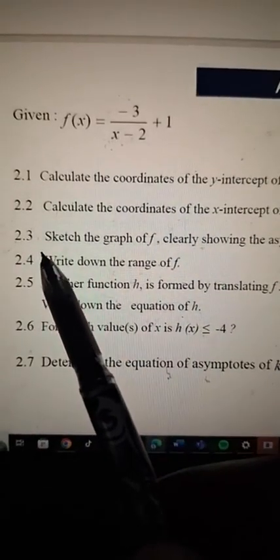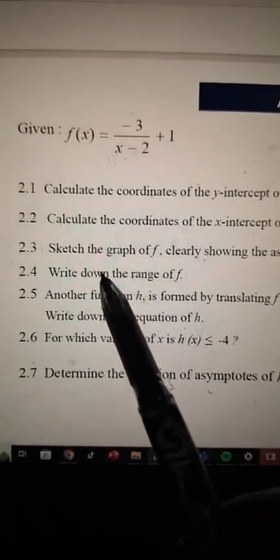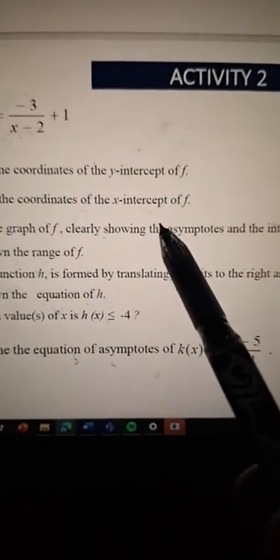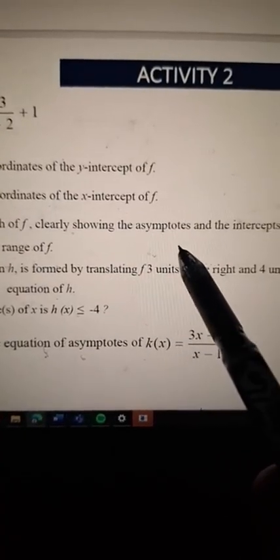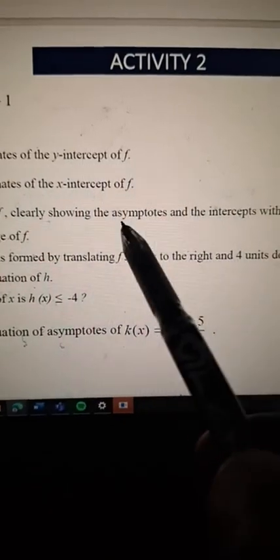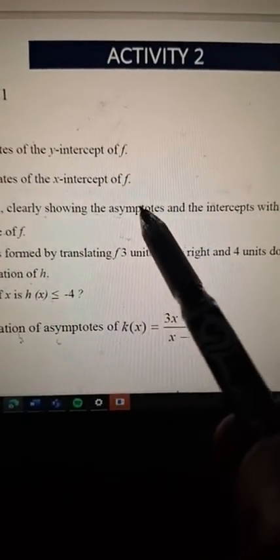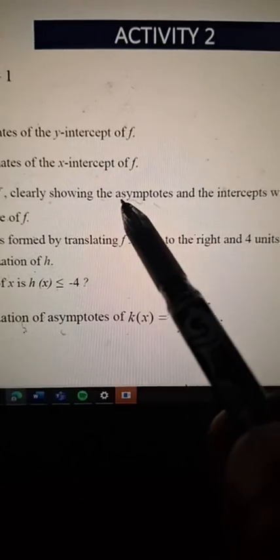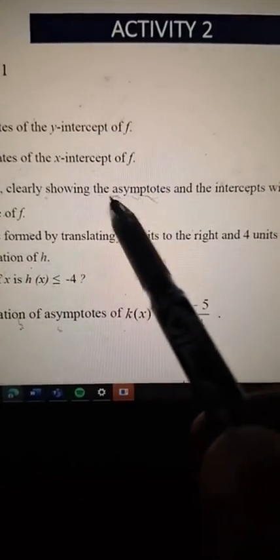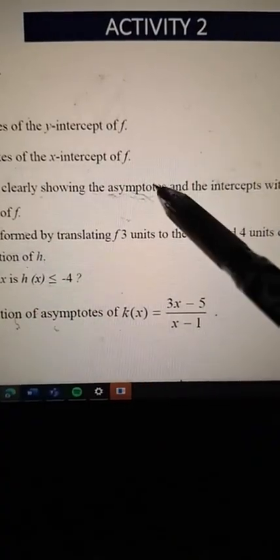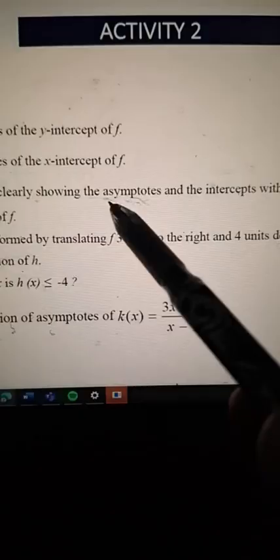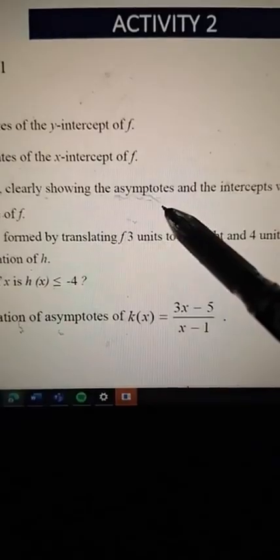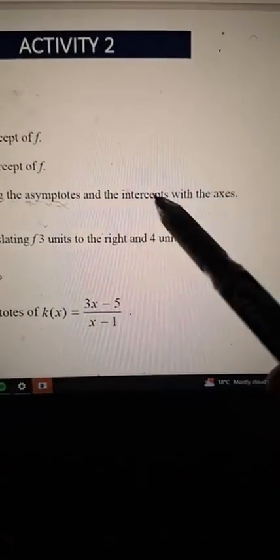The next question, 2.3, says sketch the graph of f, meaning this function, clearly showing the asymptotes. Oh, there is a $1 million word, the word asymptotes. Remember, when they say asymptotes, it means that they want us to actually write down or draw in the asymptotes in our function. They must be made visible so that we can sketch our function within the boundaries of the asymptotes in the correct quadrants. And the intercepts with the axes.